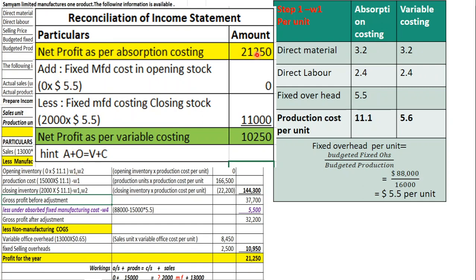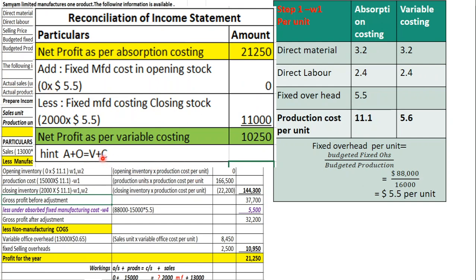So profit as per absorption costing, put it out here. See, this amount and this amount are the same. So in A we need to add O, right? So add fixed manufacturing cost in opening stock. Now how to get this answer is very simple. Put your opening data value. This I am doing for the month of February. So in February opening stock was 0 into 5.5, which is your fixed manufacturing overhead per unit which we obtained here. The fixed part, remember this part is not 11.1. So when you multiply this, you get 0, because the opening stock is 0.